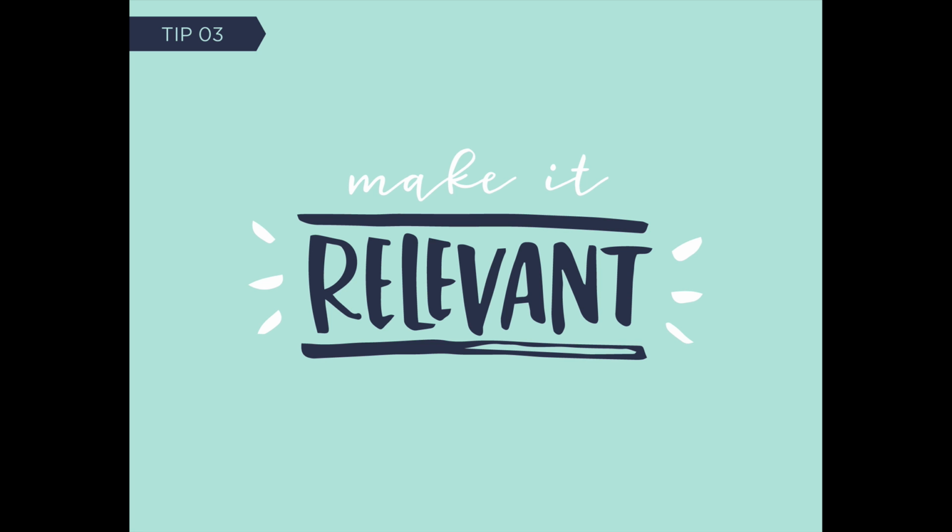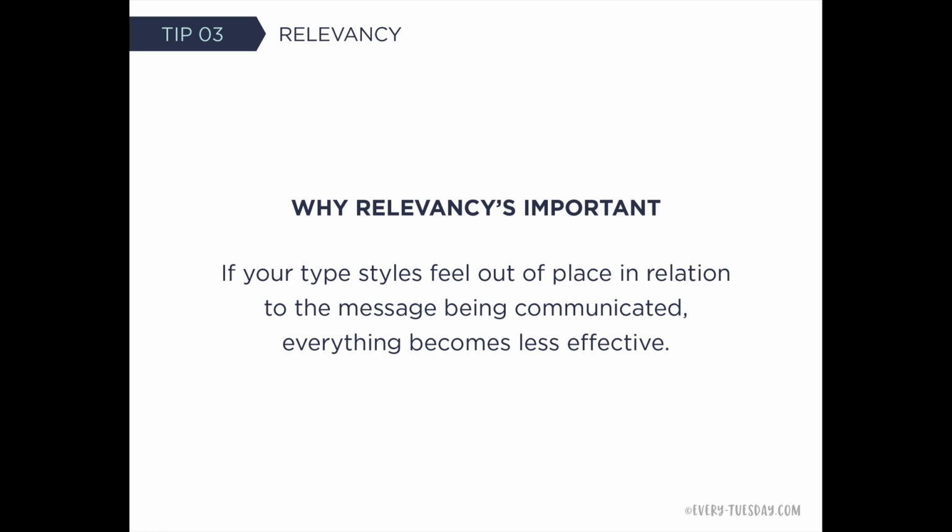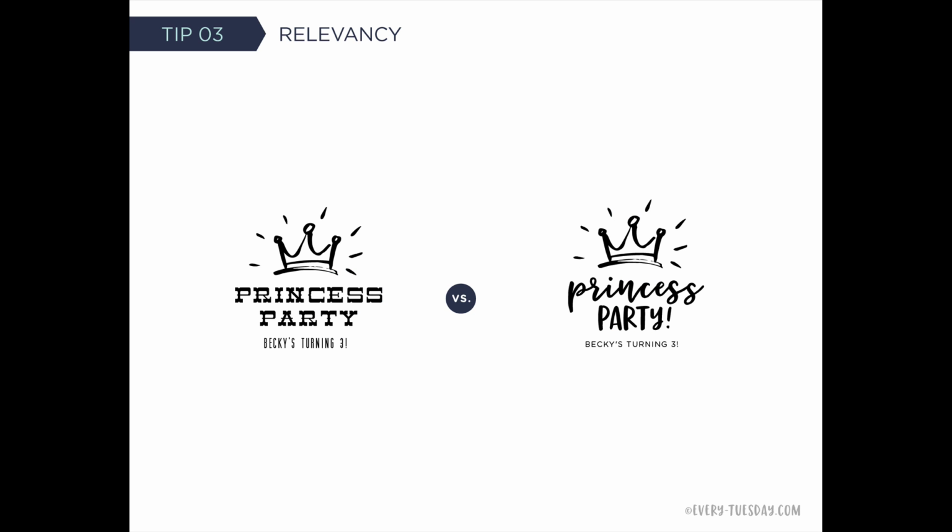So my last tip is make it relevant. And why relevancy is important is if the type pairings that you choose feel out of place in relation to the message being communicated, everything becomes less effective. You want those type pairings that you choose to feel directly related to the message. So at first glance, what does it feel like? And does it feel like the words that it's communicating? So a couple of examples right here.